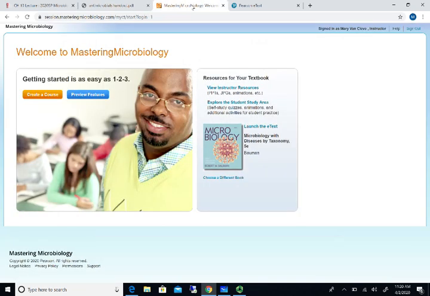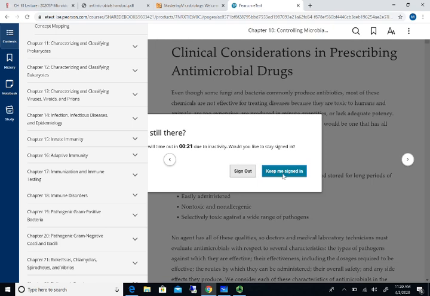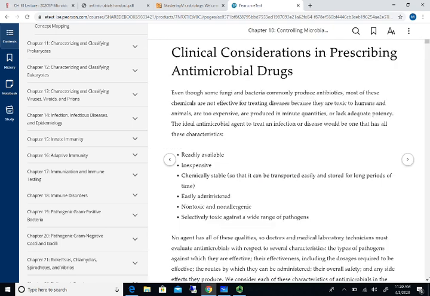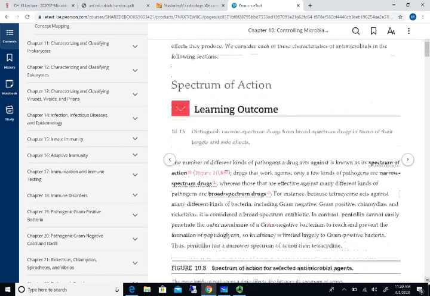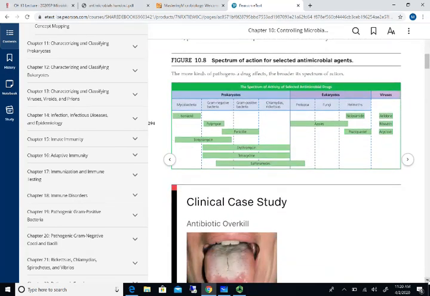This is, and I'm going to go ahead and show you the chart on page 299. That is very handy for understanding the different antimicrobials and their spectrums. This is going to focus on the actual spectrum of activity of selected antimicrobial drugs. This is figure 10.8 in your textbook, page 299. We have to remember that some of these are going to be broader spectrum than others.